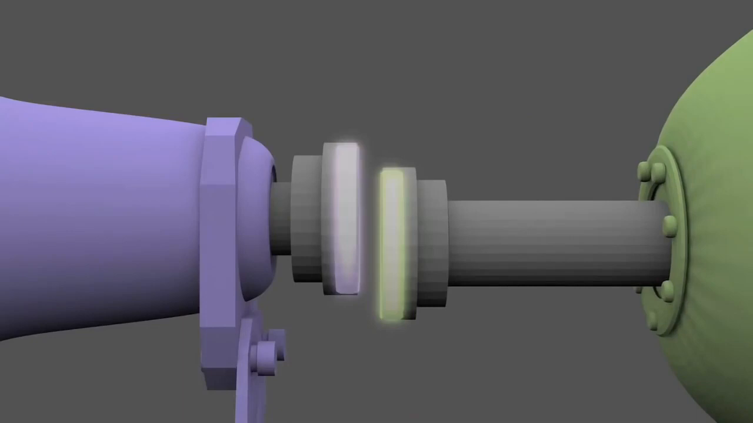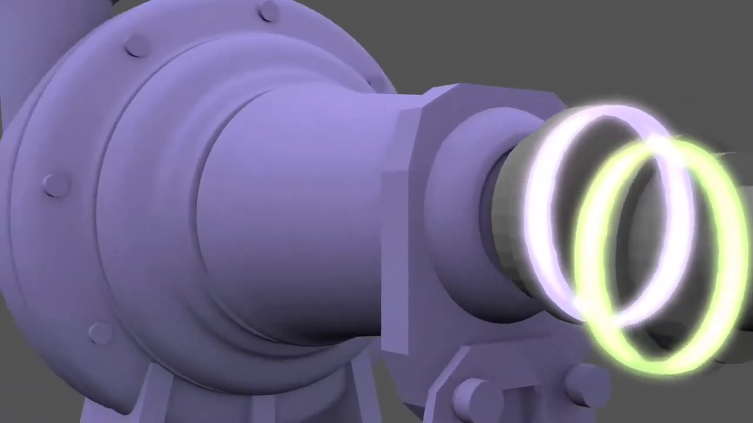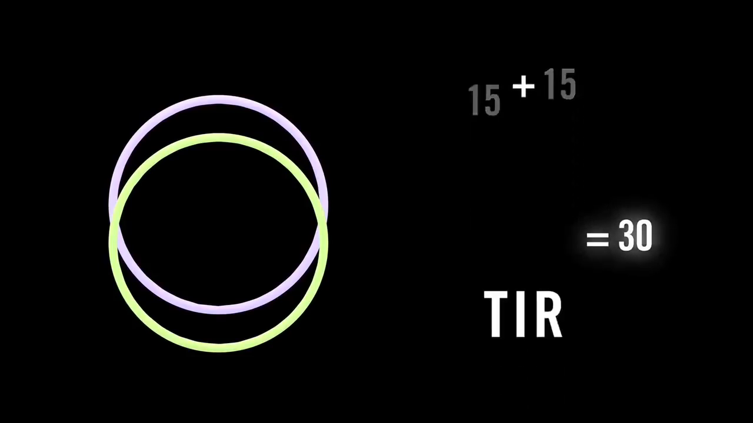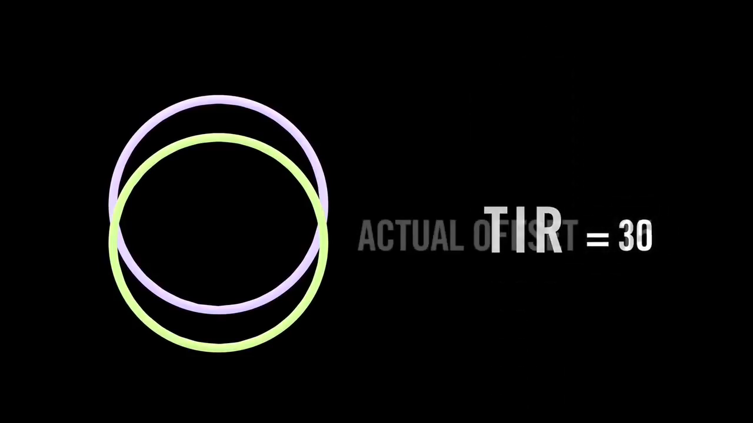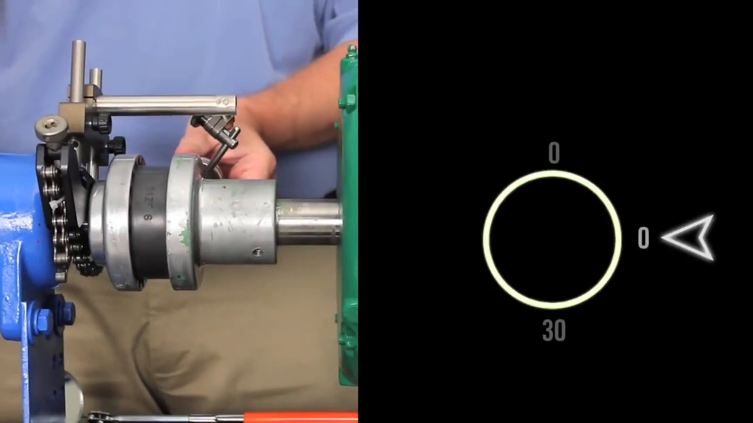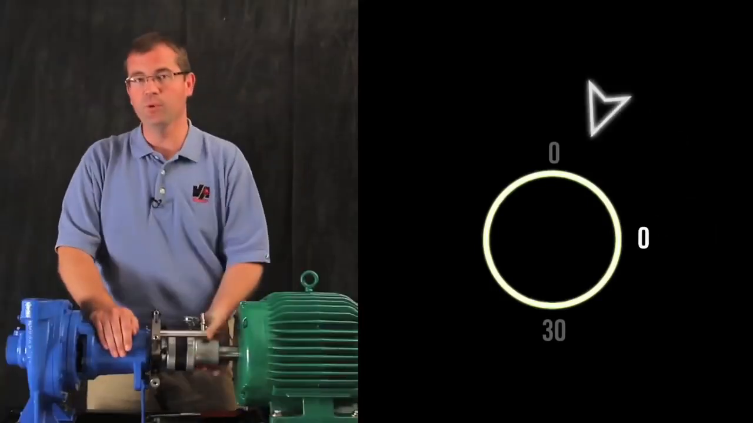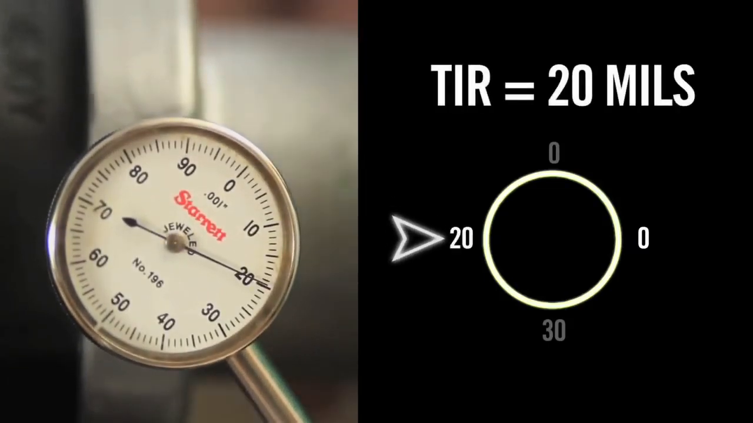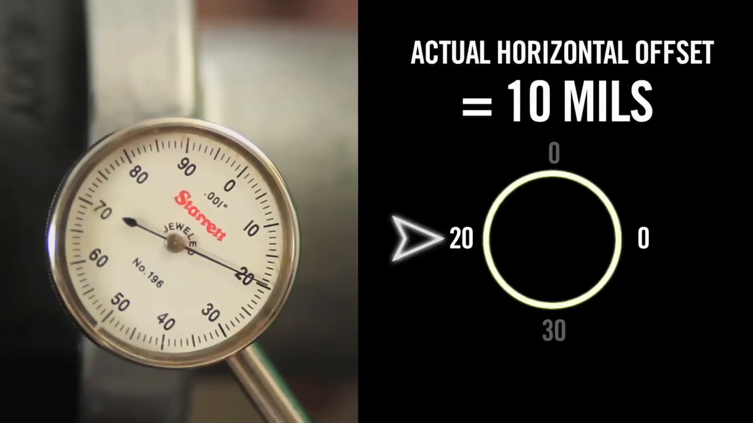This is because when using a dial indicator to measure the relative positions of 2 shafts, the dial reads the misalignment on both sides of the center line, so the value comes up as twice the actual offset. The same is true if I zero the dial indicator at 3 o'clock and then roll 180 degrees to 9 o'clock. It reads 20 mils, the TIR, but the actual horizontal offset is half of 20, or 10.